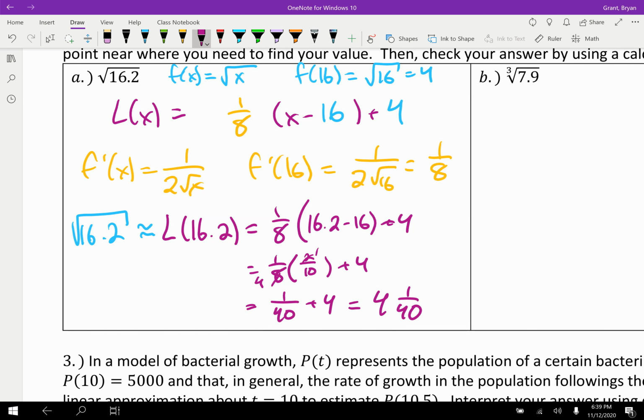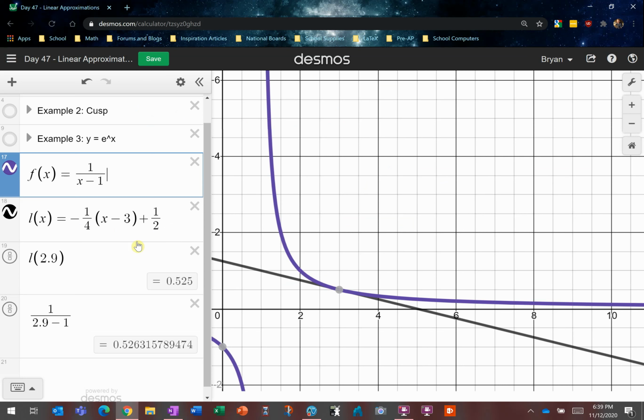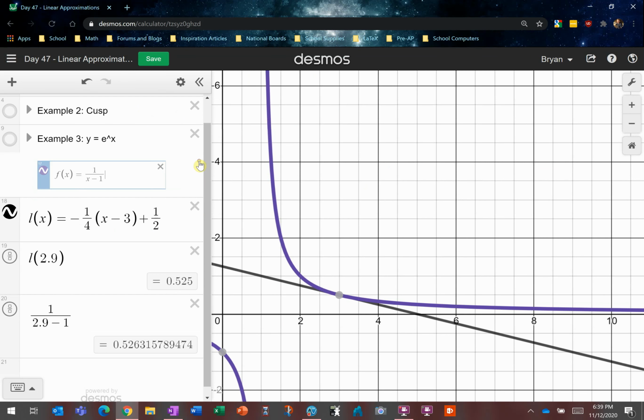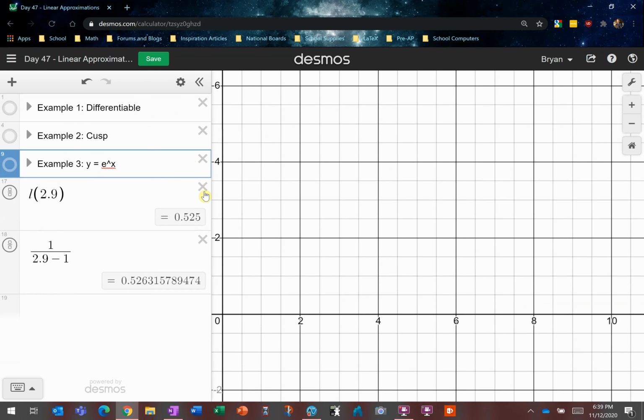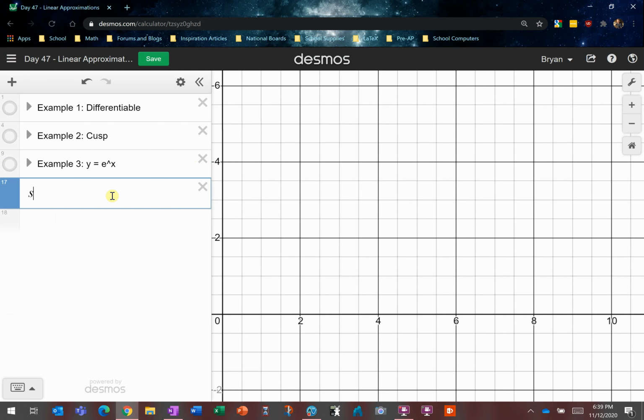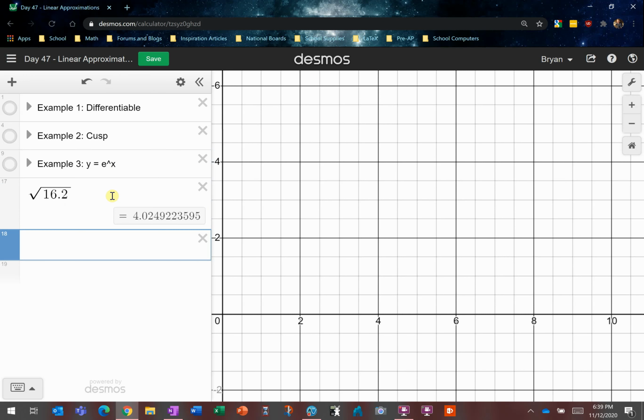One last check, and then you guys are off on your own for the rest of this. And so I'm just going to quickly pull this up. We have the square root of 16.2. That's 4.04. And then we have 4 and 1/40, 4 plus 1/40. 4.025, 4.0249. Oh yeah, we crushed it, guys. You guys are doing awesomely.